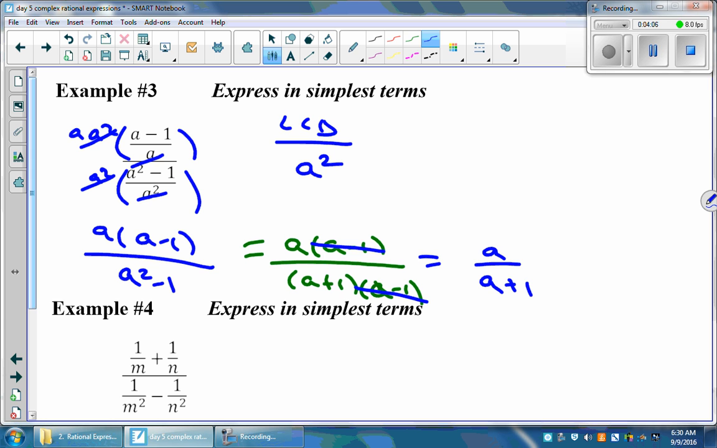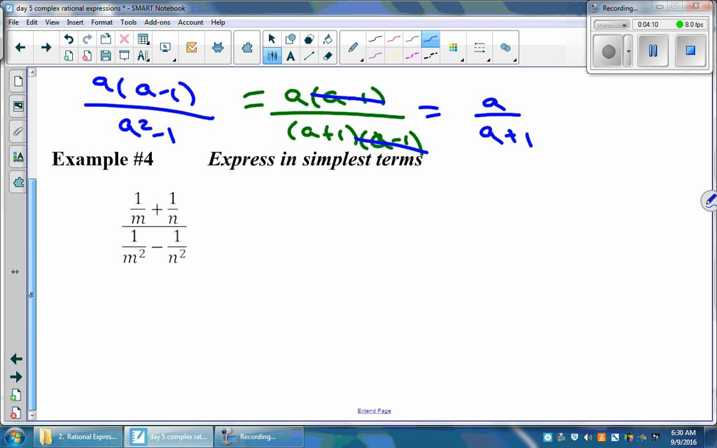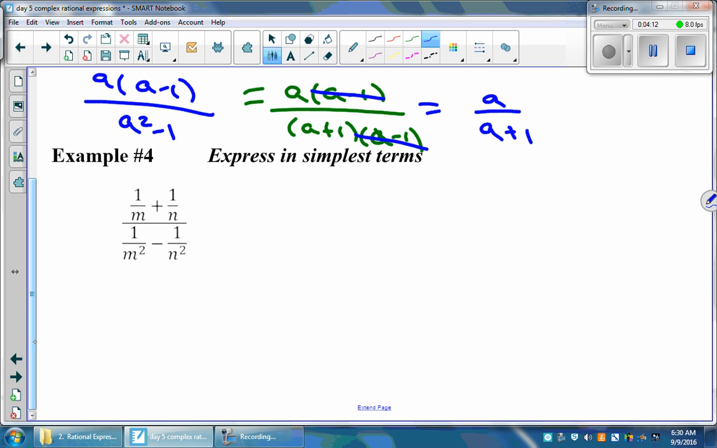Please remember, do not cancel the a in the top with the a in the bottom. That a in the bottom is part of the binomial. You can only cancel the entire thing or nothing at all.